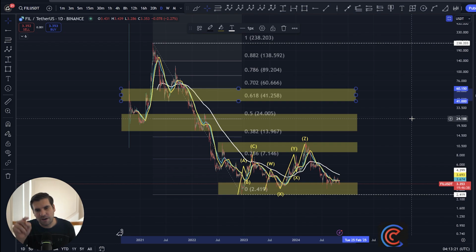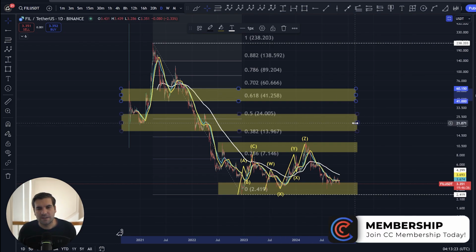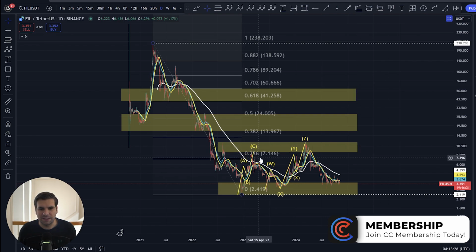That one right there is very interesting. Okay, you can see that this one's also very interesting as well. Not so much this low side, but it's between the 0.236 and the 0.382. Okay, so let's talk about this.